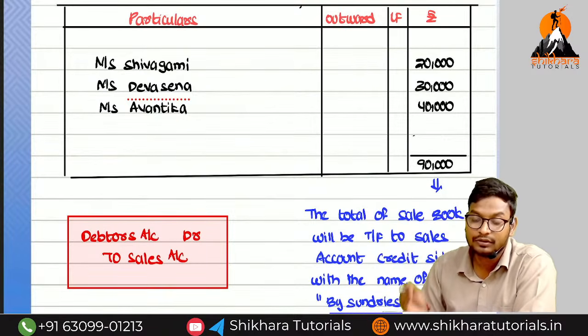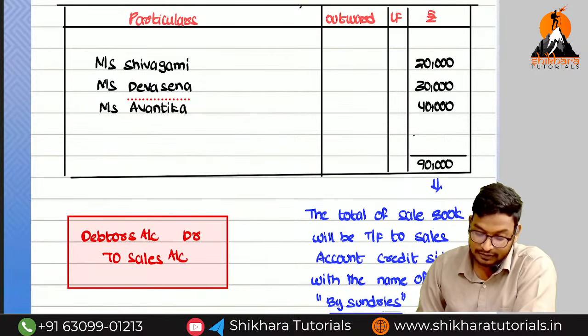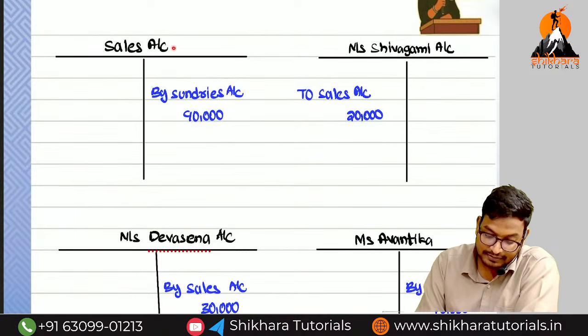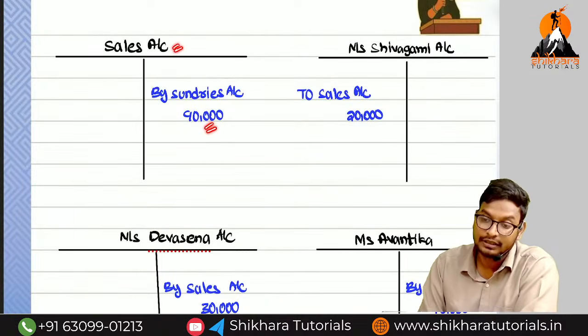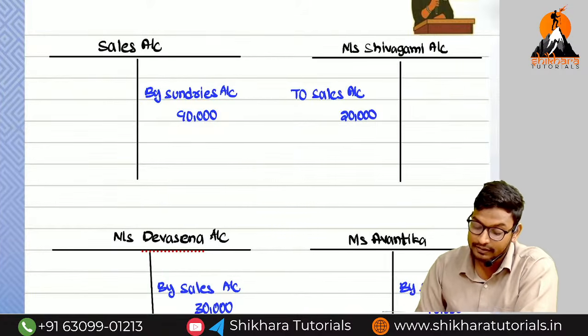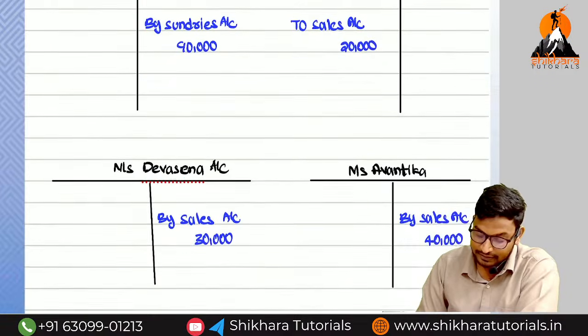Normally, if it is a normal journal, that is what we would do. But here we are maintaining what? Subsidiary books. So for that reason, directly we are going to open the ledgers. So sales account, which side? Credit side. The total we need to post because we are maintaining the subsidiary books. And in the Shivagami account, what is the respective amount? 20,000, debit side.